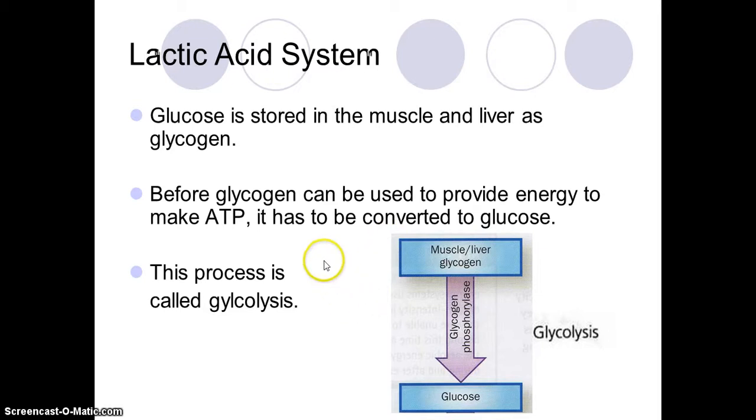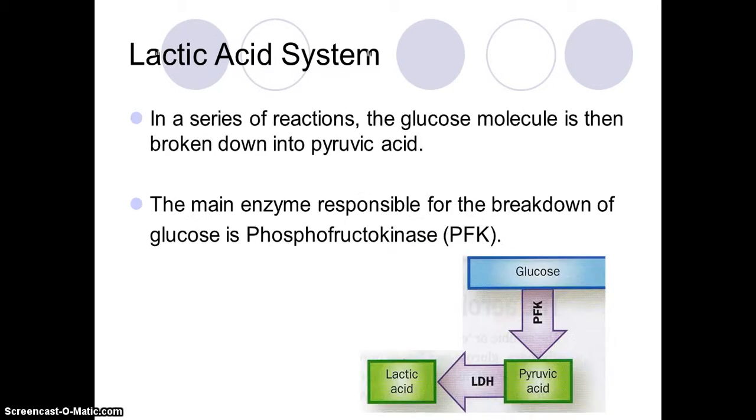Just going slightly off topic there, but before the glycogen can be used to make ATP, it has to be converted into glucose, and that's called glycolysis. So glycogen is stored in the muscles and the liver, but to use it we've got to get to glucose, and that's called glycolysis. That reaction is triggered by glycogen phosphorylase, another enzyme. You don't actually need to know that, that's a little bit too detailed. What you need to know is the process is called glycolysis.